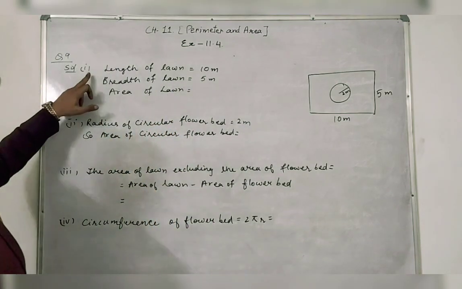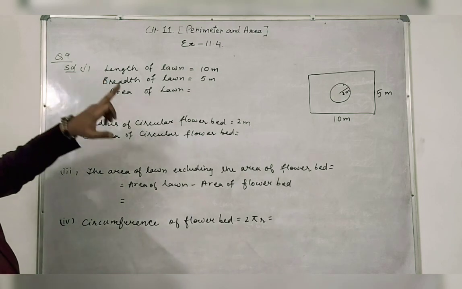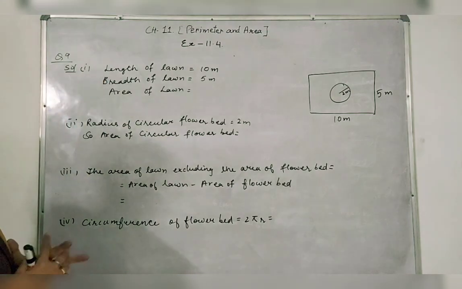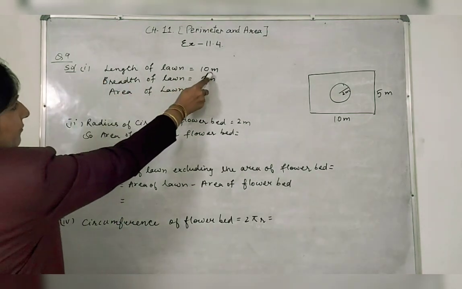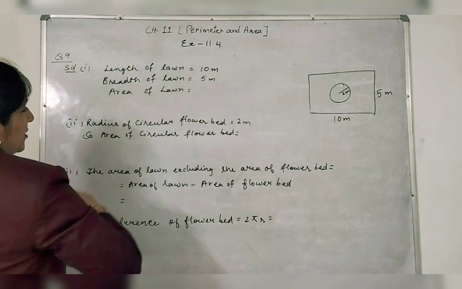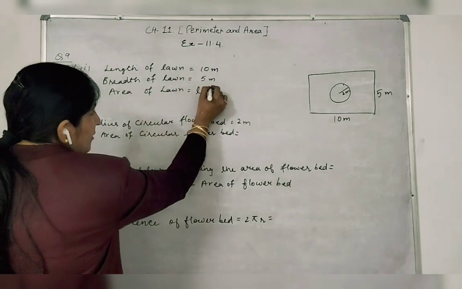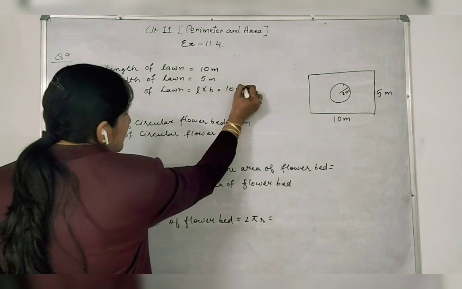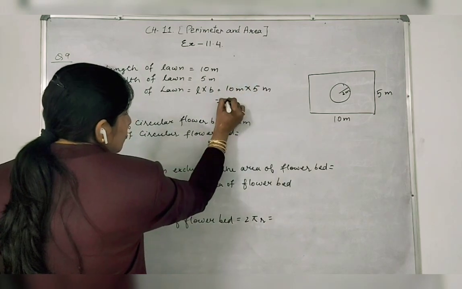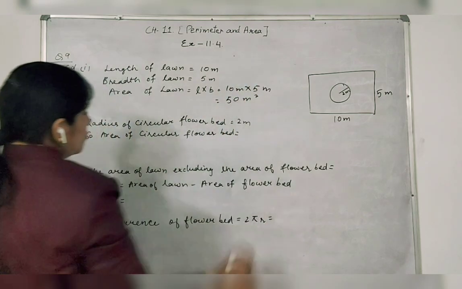So let us start. The first thing, we will find the area of the lawn, the whole land. The length of the lawn given to us is 10 meter, breadth 5 meter. So for area, length into breadth, that is 10 meter multiplied by 5 meter. So that is 50 meter square.